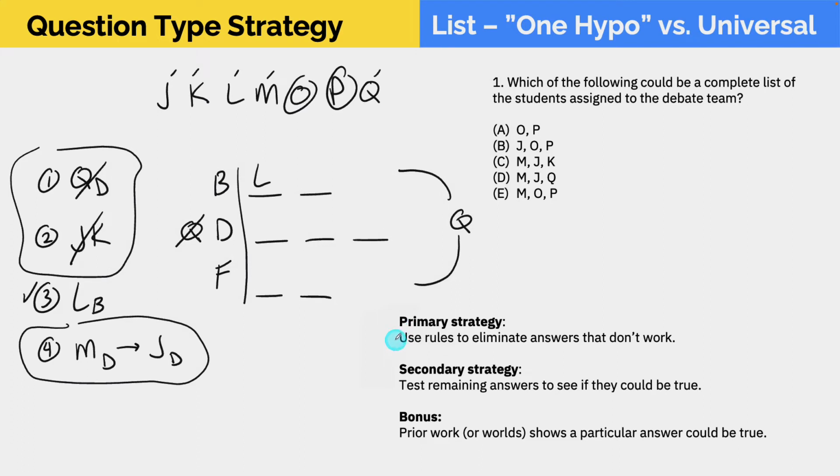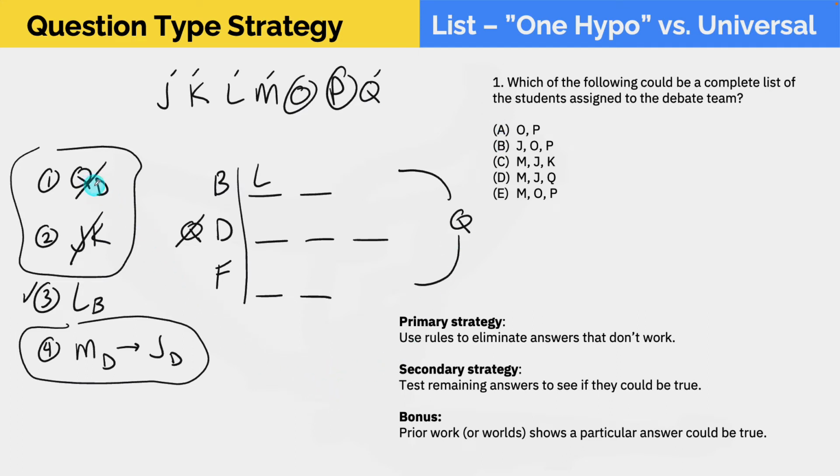Now, if this first strategy doesn't give us one answer, then the second strategy should just be to test the remaining choices. Throw whatever's in the answer into the debate team, see if it works with all the other rules, and if it doesn't, it's wrong. If it does, it's correct. As a bonus, sometimes you have prior work, or maybe you split the game into worlds at the start, and sometimes that can show that a particular answer could be true. It's not necessarily the first thing that I'd look at every time, but it is a nice bonus in some situations. So let's go ahead and solve this one.